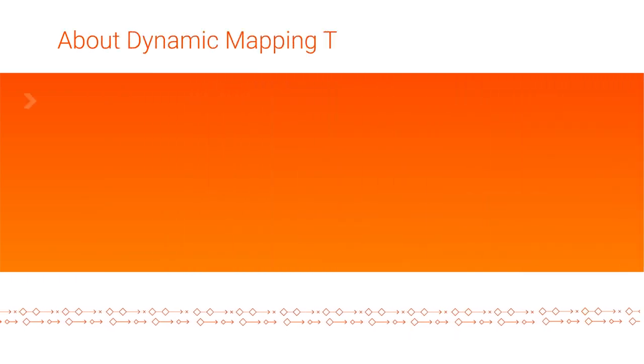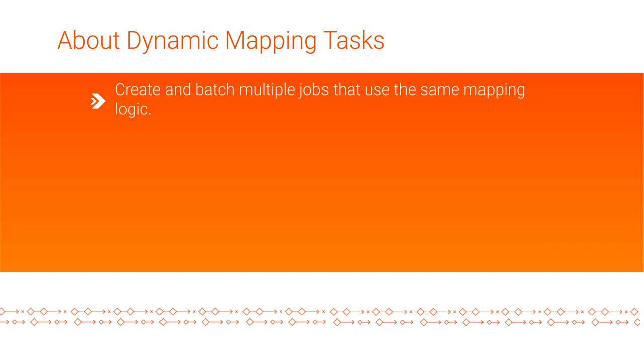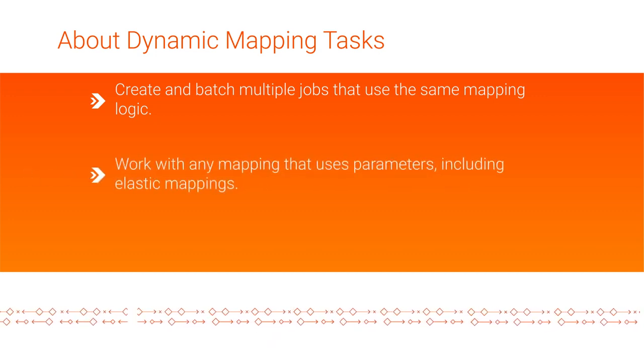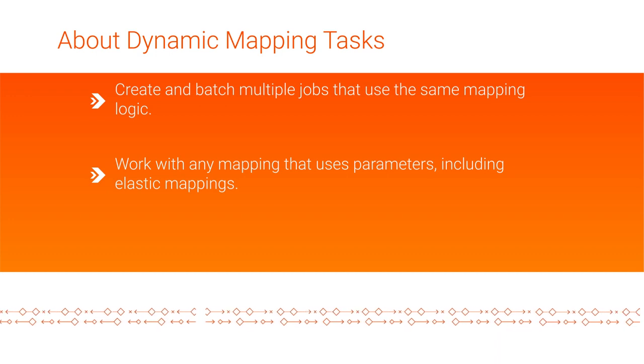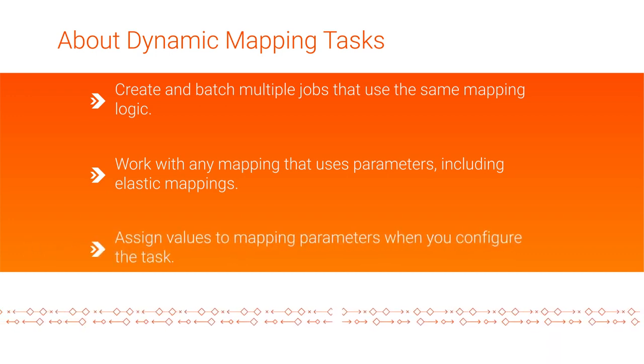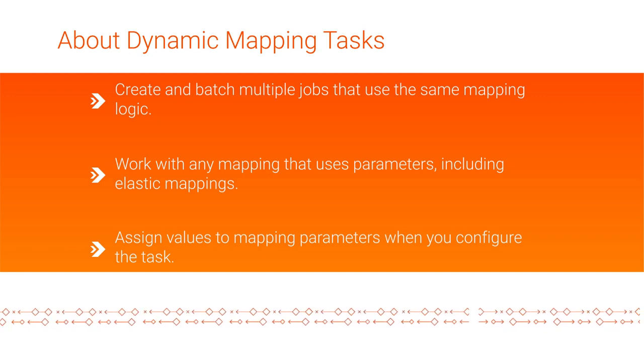A dynamic mapping task is used to create and batch multiple jobs that use the same parameterized mapping logic. You can create a dynamic mapping task for any mapping that uses parameters, including elastic mappings. When you configure a dynamic mapping task, you assign values to the mapping parameters before you run the task.